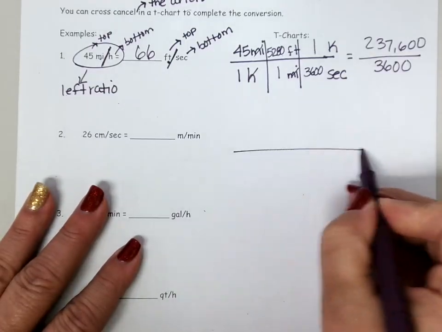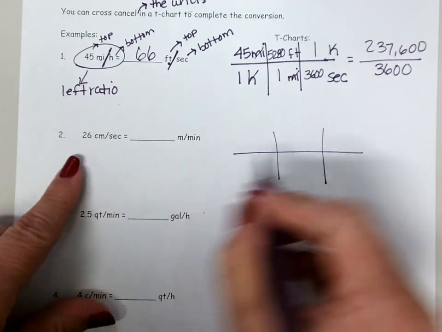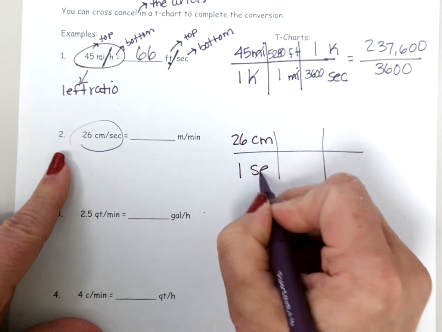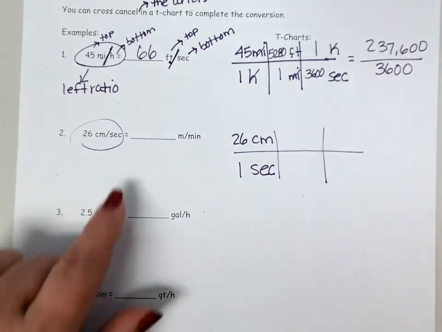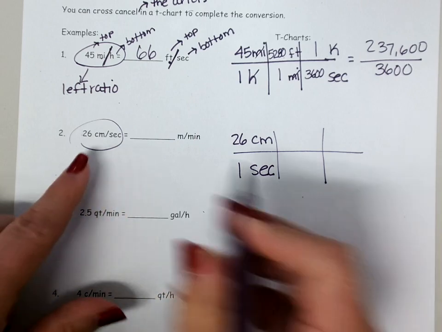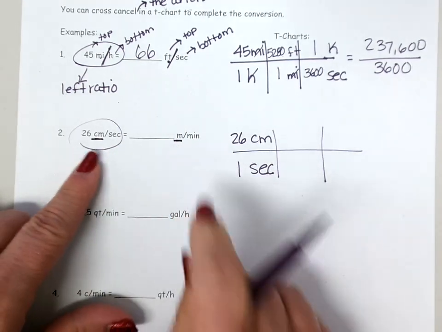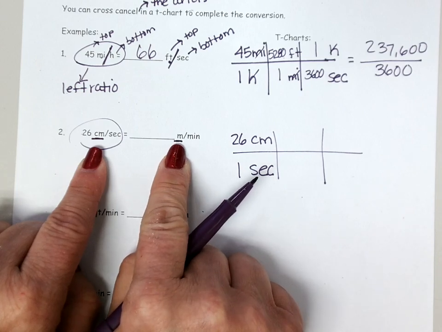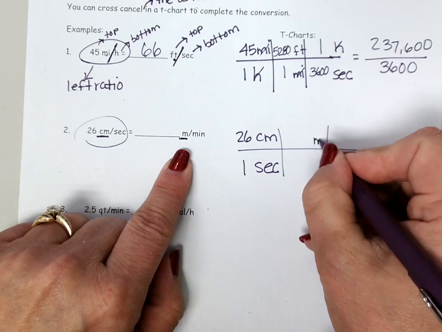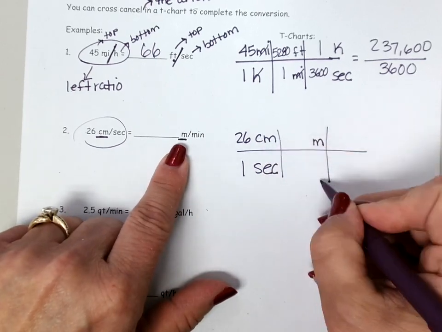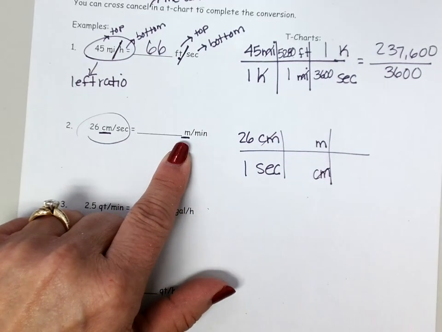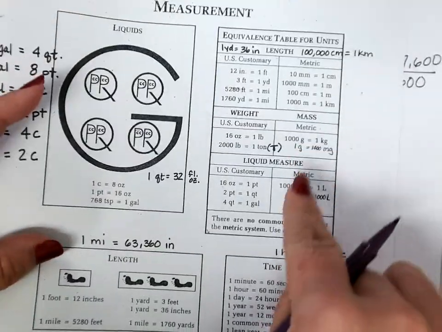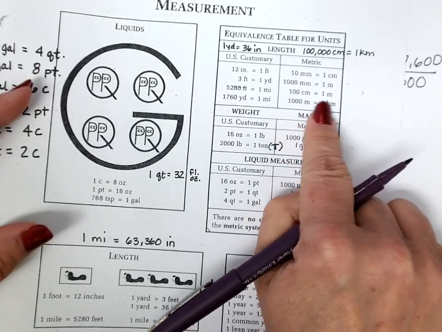Okay, let's do another one. This whole thing's going to be first. So I have 26 centimeters on top, 1 second on the bottom. I need to change the first top to meters, centimeters to meters. So meters has to be on the top. Diagonally across is the centimeters because that's going to get crossed out. So my centimeter to meter conversion is on here. Centimeters 100, meters 1.